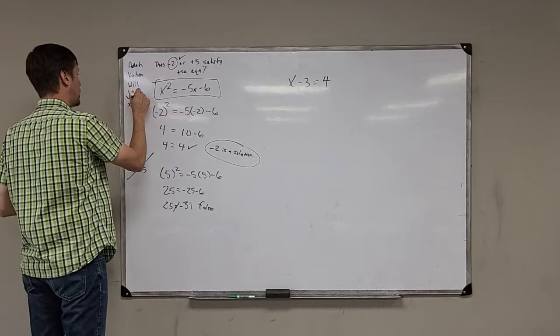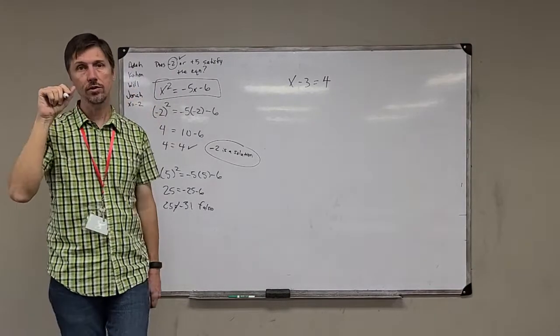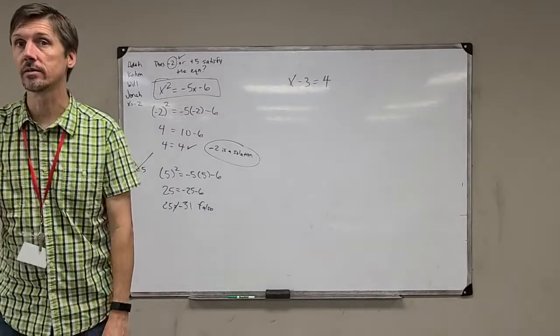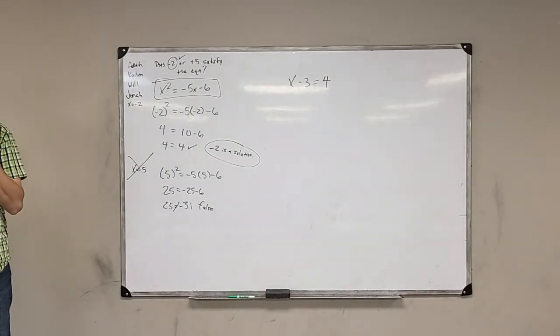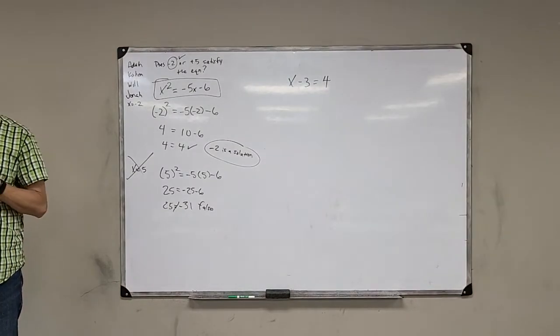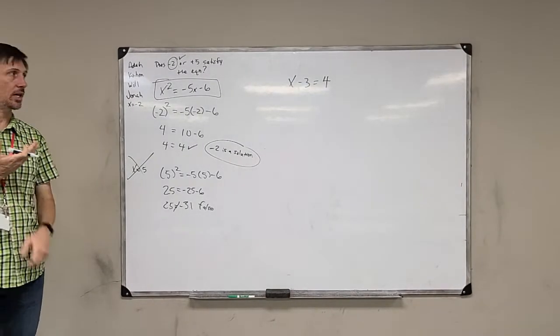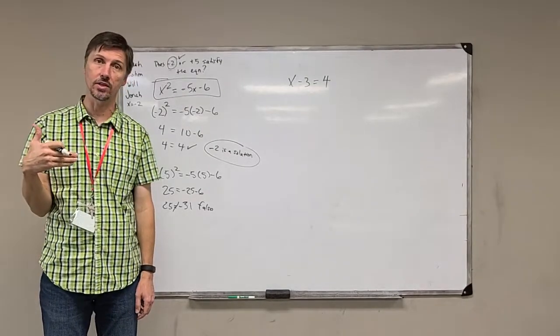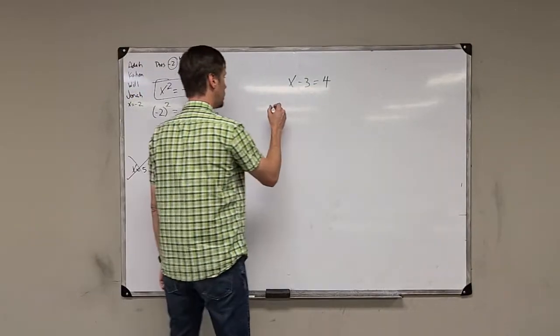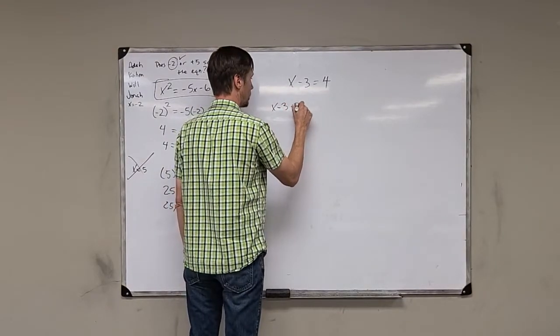Whether you realize it or not, what you just did is you used the additive property of equality. Our rule with algebraic equations is that we're allowed to do anything to one side if we do that to the other side. Specifically in this case, we're allowed to add a number to one side as long as we add that number to the other side. So what you did in your head is you actually added a 3 to both sides.